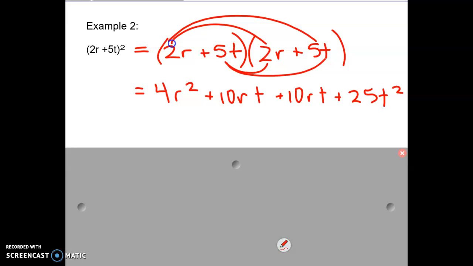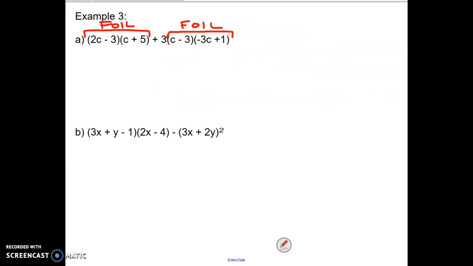Now finally, to finish this off, we should be going 10rt and 10rt, so that should have become 20rt in the middle. So we should have had a 4r squared at the front, a 25t squared at the back, and 20rt in the middle. All right, here in this one, we're going to be multiplying two different parts and then adding those parts together. So we're going to start by FOILing the first part.